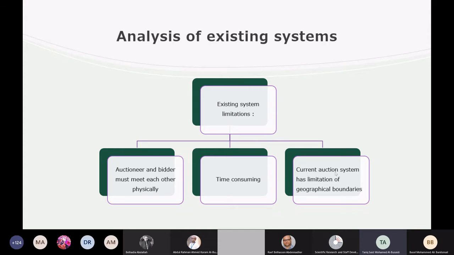The current auction system has limitations of geographical boundaries, which means that if an auction is going on in Muscat, people from outside Muscat will have to travel a long distance to attend the auction.